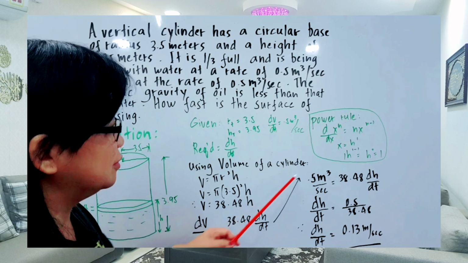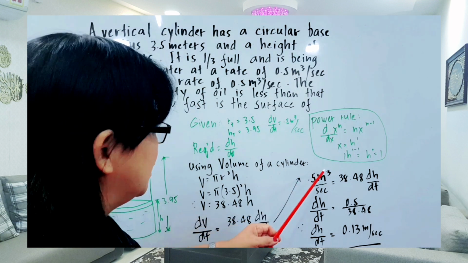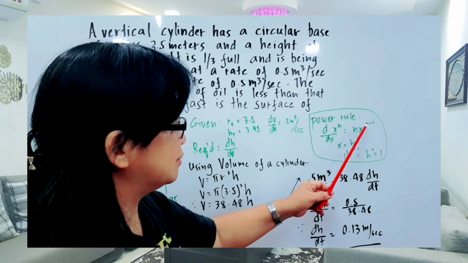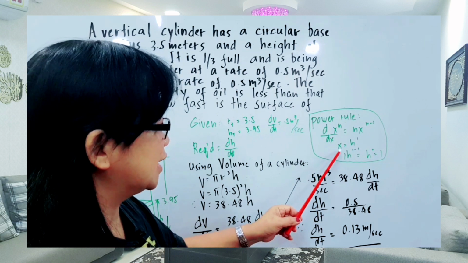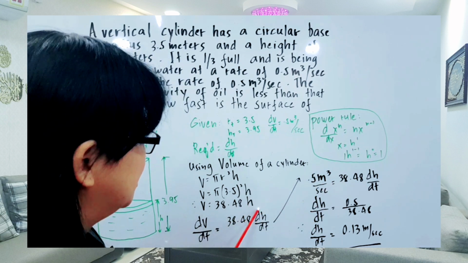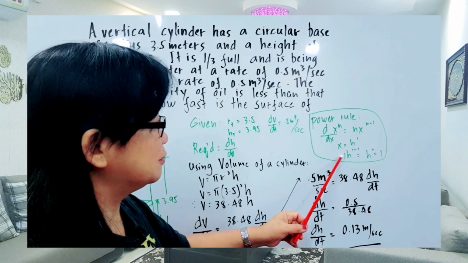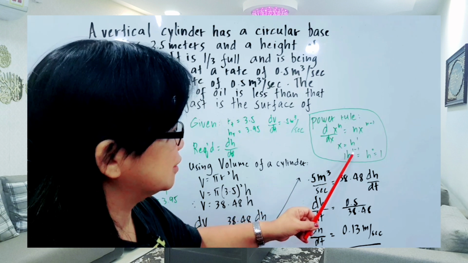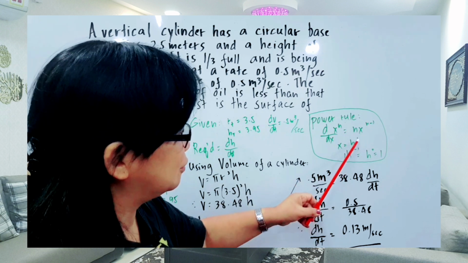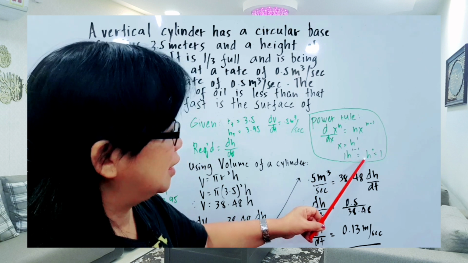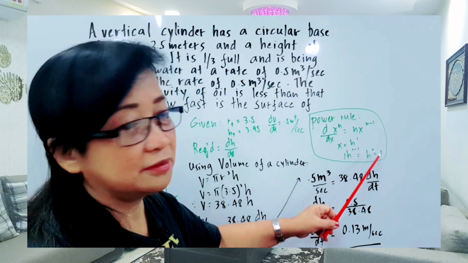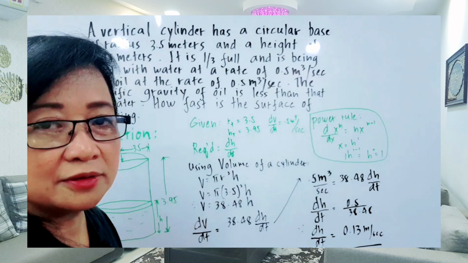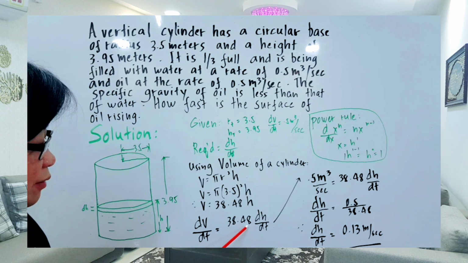Bakit naging 1 na lang to? Because we're using the power rule. The derivative of x to the n is equal to n x to the n minus 1. So, ilagay natin na ang x is equal to the h, this one. So, the derivative of h therefore is equal to the power times the height, the n, which is 1, minus 1, which is 0. H raised to the power 0 is equal to 1. Any number, variable, raised to the power 0 is equal to 1. So, yun ang nawala dito, ang h.